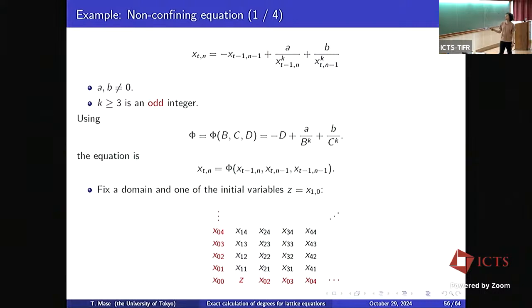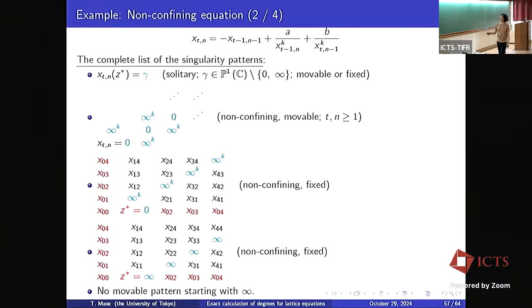This equation looks the same as before, but now k is an odd integer. What happens if k is odd? This is not confining anymore. The equation is written like this, and let's fix the same initial value problem, and focus on the degree with respect to z.